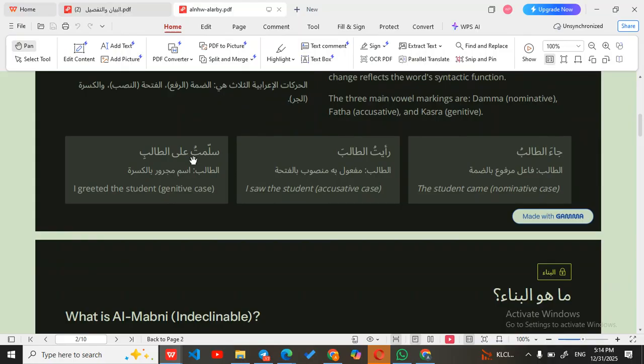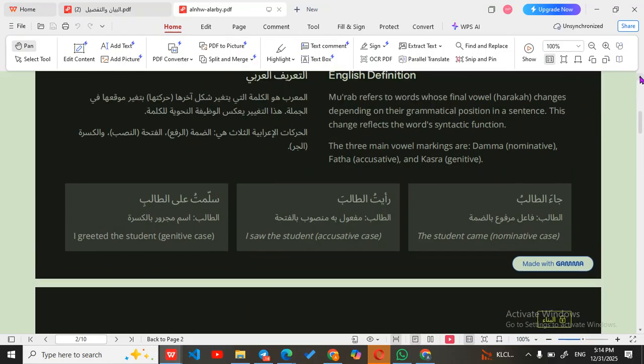Now, why are these harakat changing? It is because of the grammatical position that they are in the sentence. Here, ja'a at-talibu, the talib is the fa'il, the subject. And subject in Arabic is called al-fa'il, and it usually ends with damma. That is the reason why it ends with damma here. So we call it fa'il marfu'un bi damma. The student came. The person who came is the student, which means the student here is the subject.